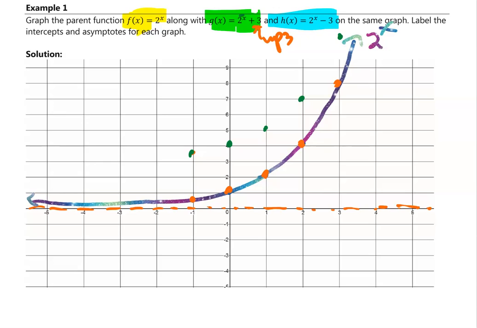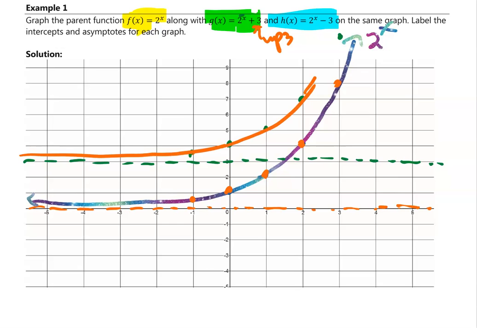Okay, and your asymptote, you also go up 3. 1, 2, 3. So you have a horizontal asymptote here. So now that is your new graph. So this is your g of x. Okay, so again with these points here.